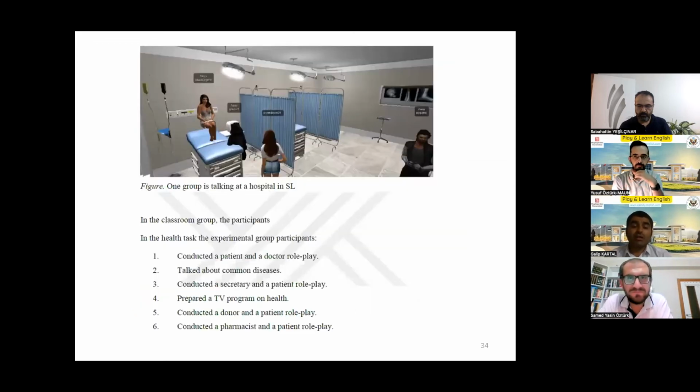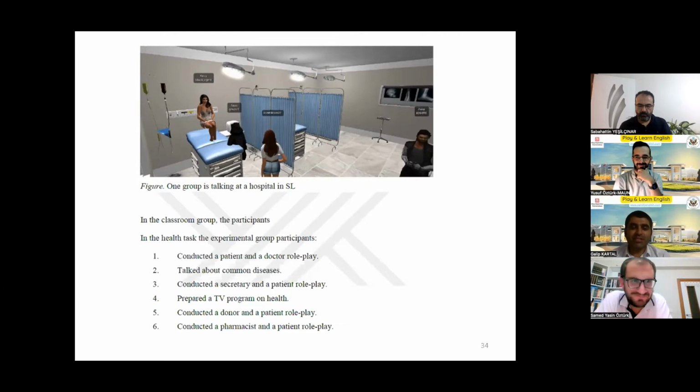And here, this figure is from the hospital, the health task. And one group is talking at a hospital in Second Life. They conducted a patient and a doctor role play, talked about common diseases. And of course, if you just bring it nowadays, they'll talk about COVID-19. But I think we are enough with COVID-19. We almost know everything, right?